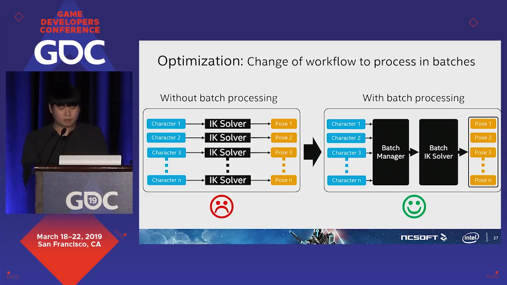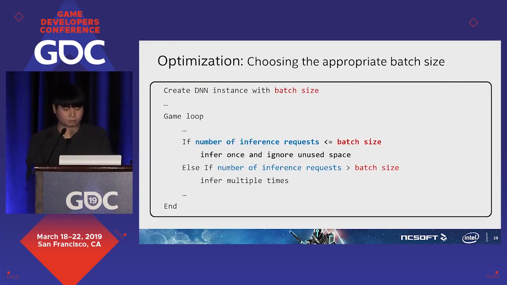First, we created Batch Manager for gathering characters' requests. After Batch Manager gathers requests from animating characters, it bundles the requests and sends them to Batch IK server, where trajectory DNN and post DNN compute inference tasks in batches. In creation step, a DNN instance is optimized for a given batch size. Because of this, the NN instance always performs same amount of inference tasks.